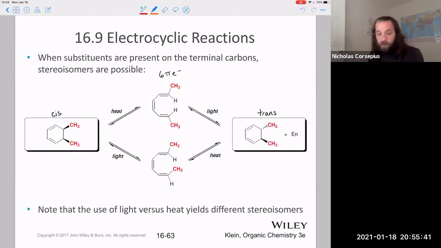Also, just note that these reactions are reversible, right? So if light is how you start from this compound here to get to the trans product, starting with that trans product and then hitting it with light would also take you back to that alkene. Okay, so these reactions are reversible.